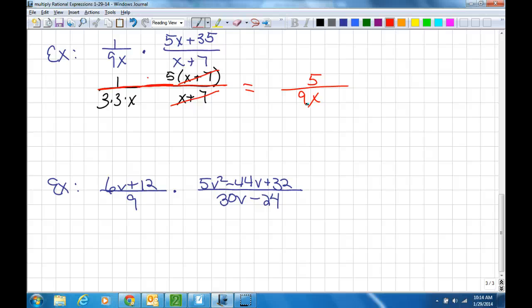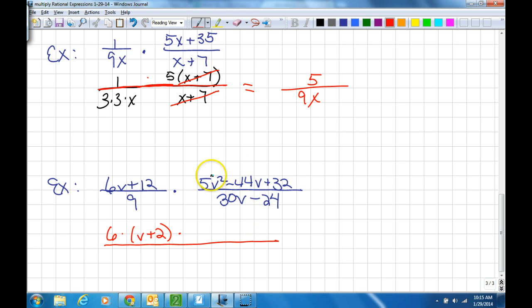We want to do the same thing with this one. I'm going to look at the numerator here. First of all, I'm going to make my one fraction bar. What can I take out of 6v plus 12? A 6. So 6 times v plus 2. Now, is there anything I can factor out of the 5v squared minus 44v plus 32? There's not really anything I can take out of that.